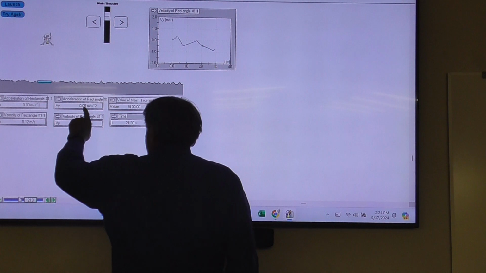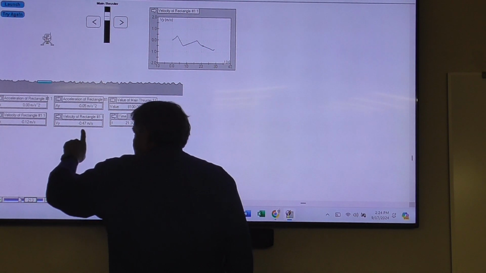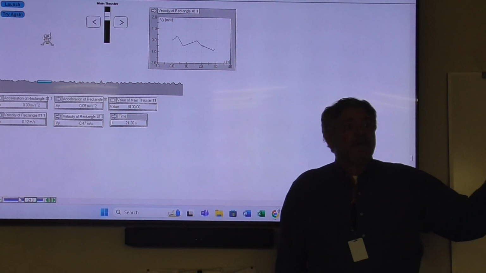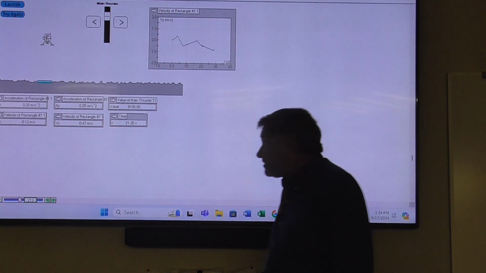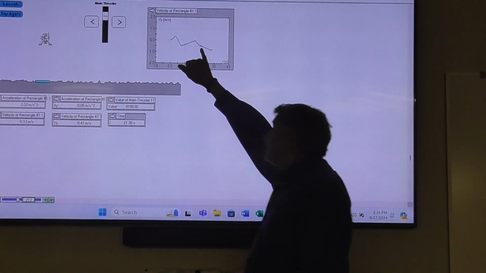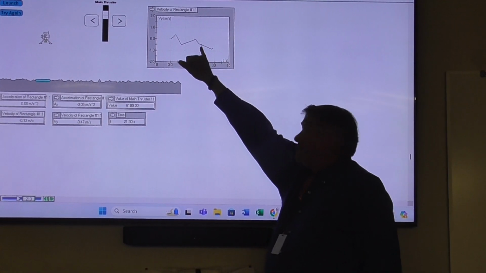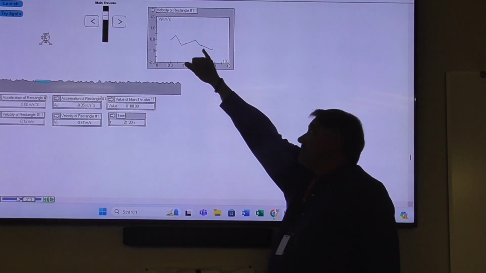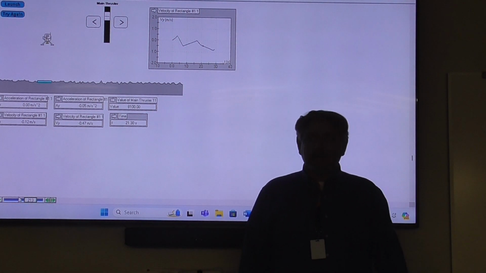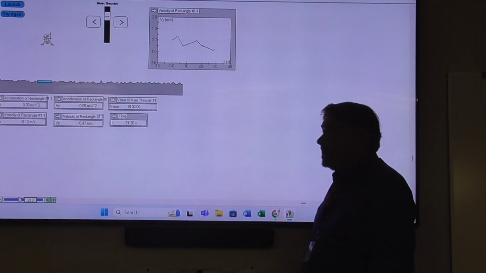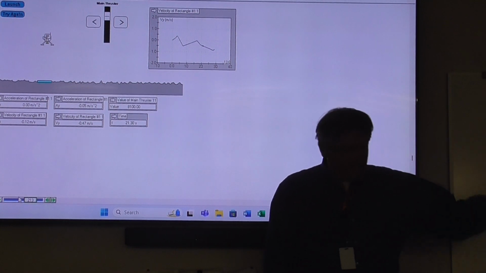If you look at this, I've got a negative acceleration and a negative velocity. Am I speeding up or slowing down? I'm speeding up, because if you look at where I am on that velocity-time graph, I'm right here. I have a negative acceleration with a negative velocity. What am I doing? Speeding up, because I'm going away from 0 meters per second.